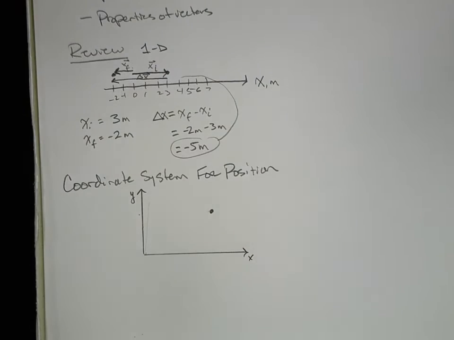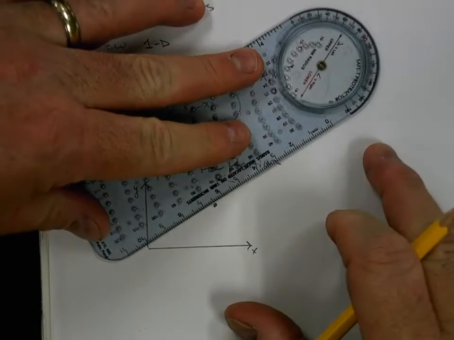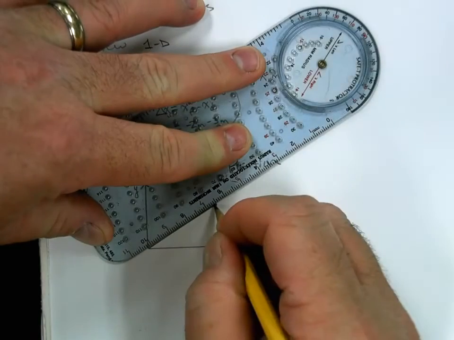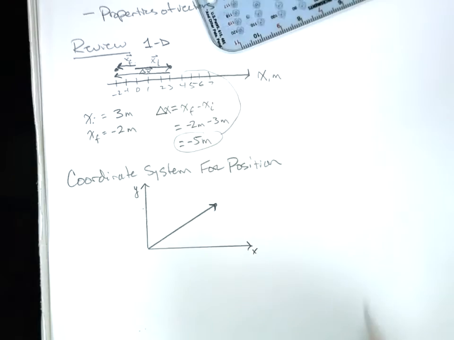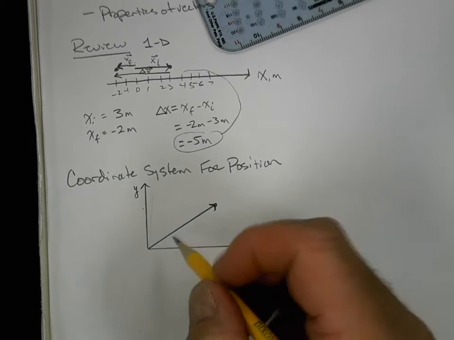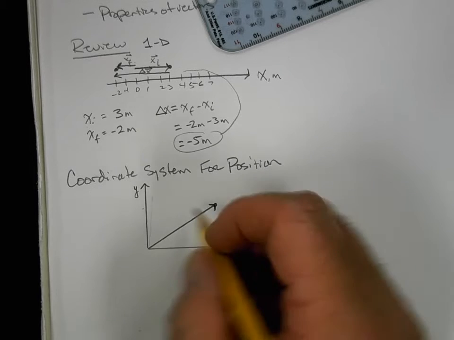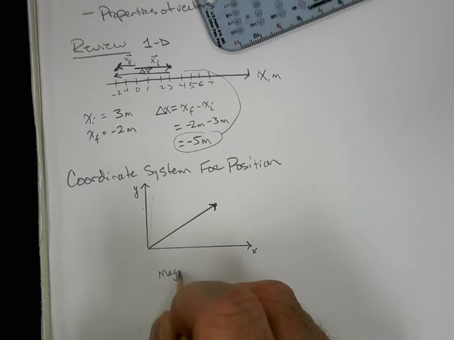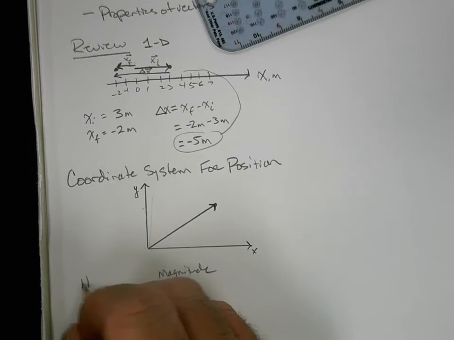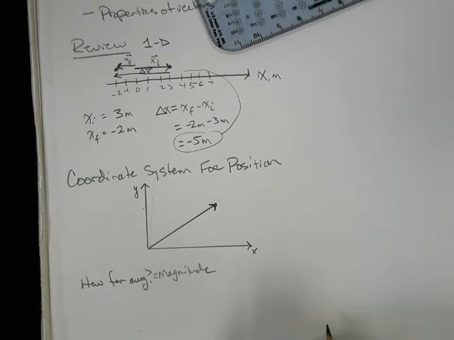Well, one way to do it is how far away is it? We start at the origin and we create our vector like so, and that how far away is the magnitude of the vector. So the magnitude is how far away, and that equals our magnitude of the vector.